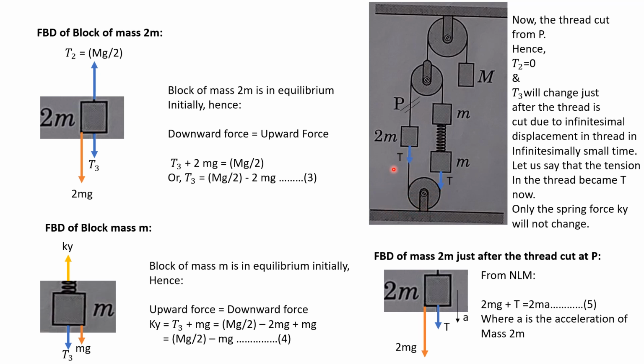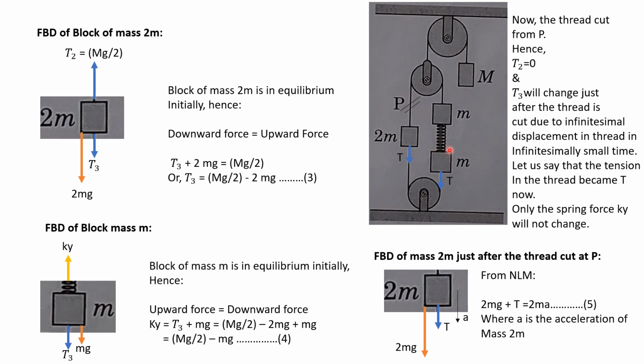Correct? So T3 will change just after the thread is cut, due to an infinitesimal displacement in the thread in an infinitesimally small time, right? So now let us say the tension has become T, which is shown here after cutting the thread from point P. In this whole scenario, what is happening when you are cutting this thread? This block will start going down, right?